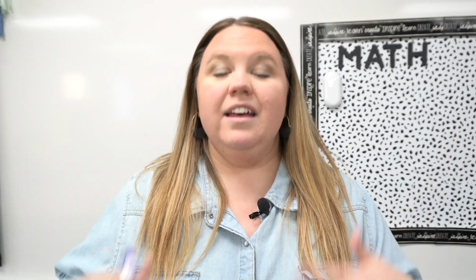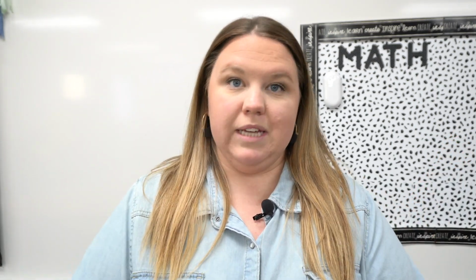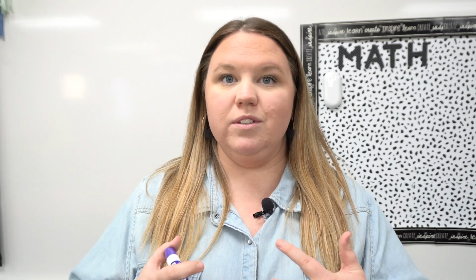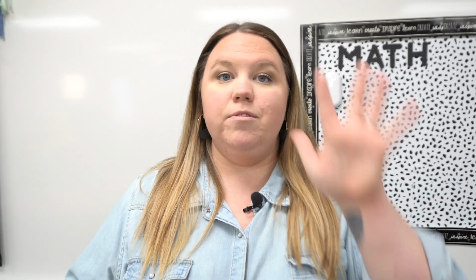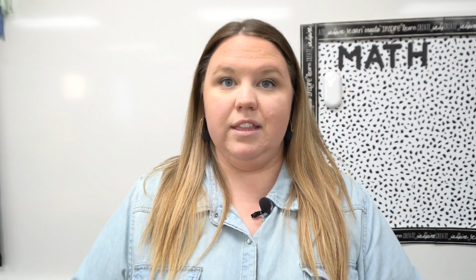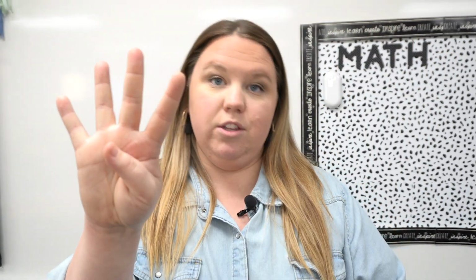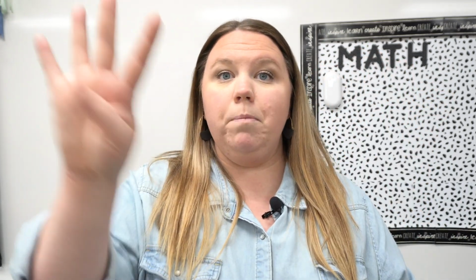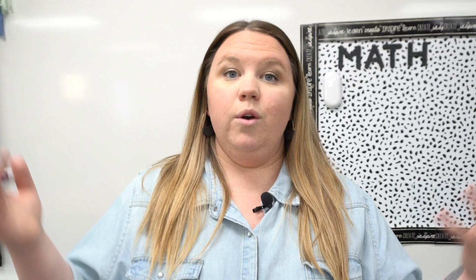Hi, you're back. Let's go through the problem together. It said that Gino and Bella were looking for pencils, and Gino found 5 pencils underneath the table, and Bella found 4 pencils by the door. So let's draw 5 pencils to represent what Gino found, and let's draw 4 pencils to represent what Bella found.